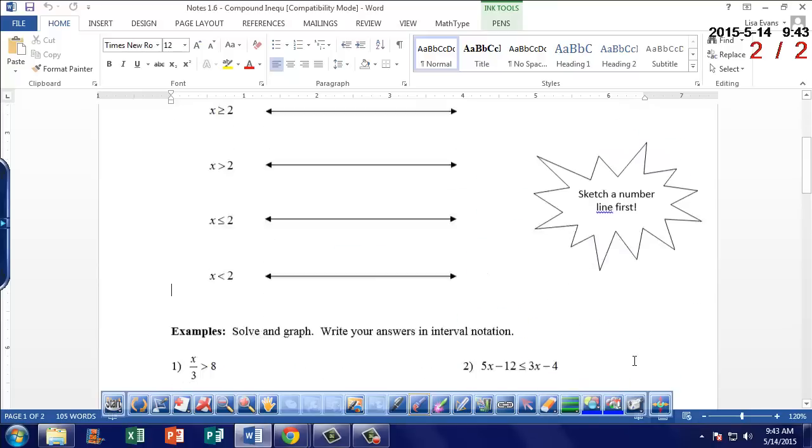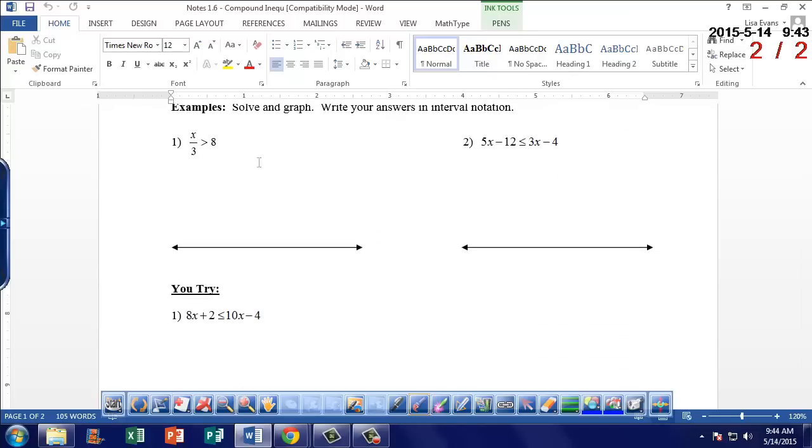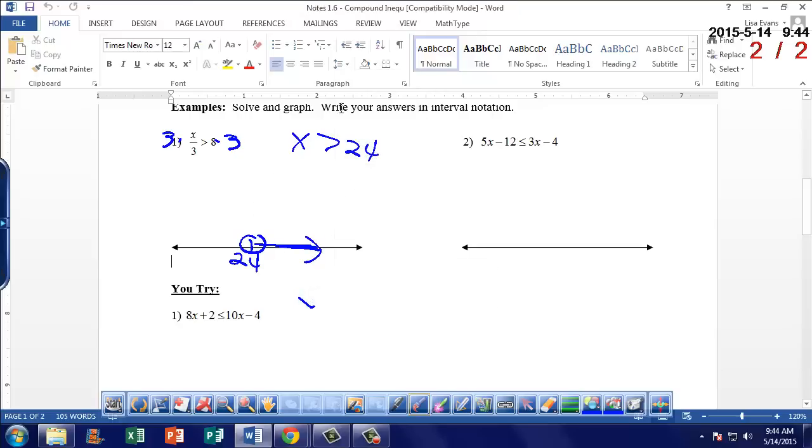Okay, let's go ahead and try an example. So I have 2 quick examples here. When you are solving number 1, you want to make sure you multiply both sides by 3. When you do that, you get x is greater than 24. So I'm going to make sure I put 24 on the number line, an open circle because it can't equal it, and an arrow to the right. Now, why did I do that? So I know how to write my answer in interval notation, which will be parenthesis 24, comma, infinity. There we go. That's what I want to see.